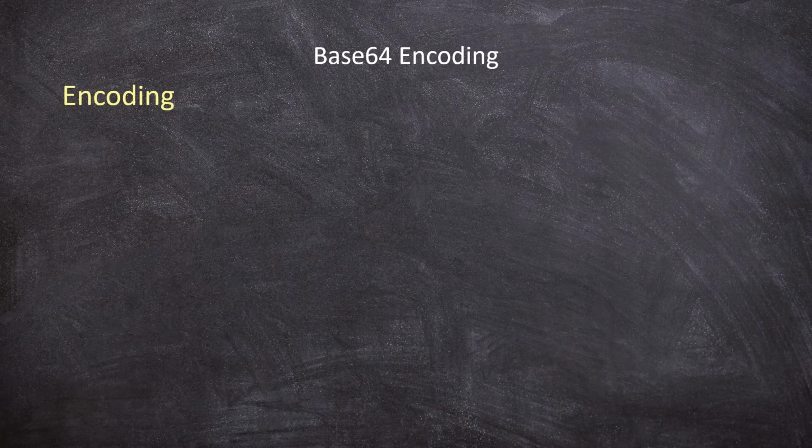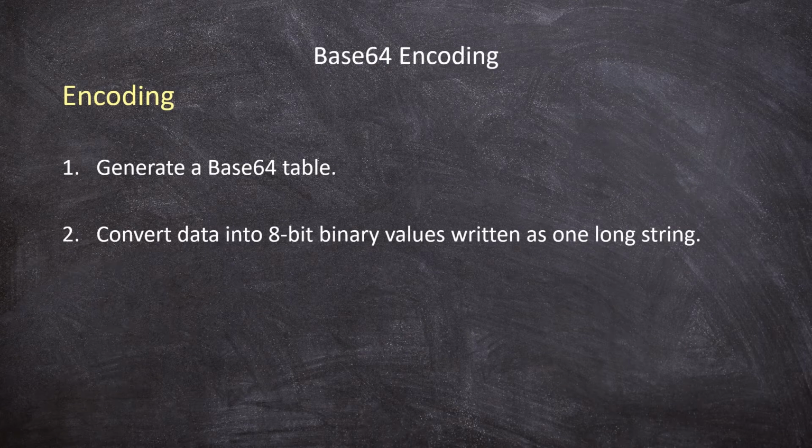To encode binary information into printable text, we can break the process down into 4 simple steps. In the first step, we need to generate a Base64 table, which acts as a map between binary values and their Base64 ASCII character equivalents. The next step is to convert the data into 8-bit binary, if it isn't already, and combine all of the binary digits into one long binary string.